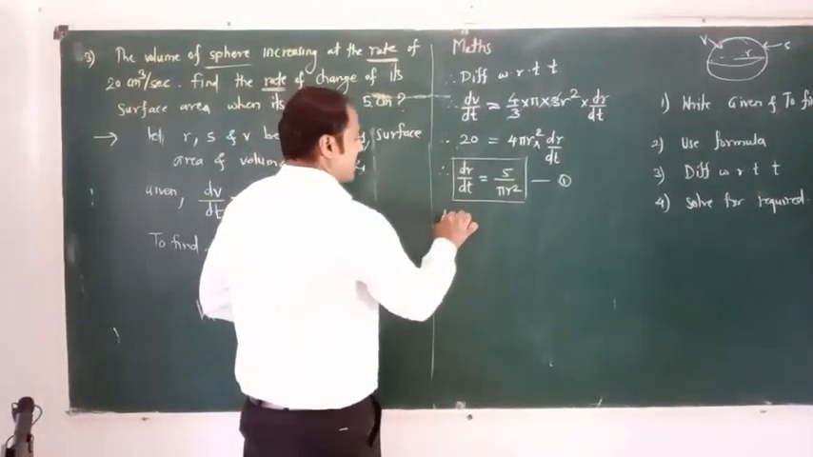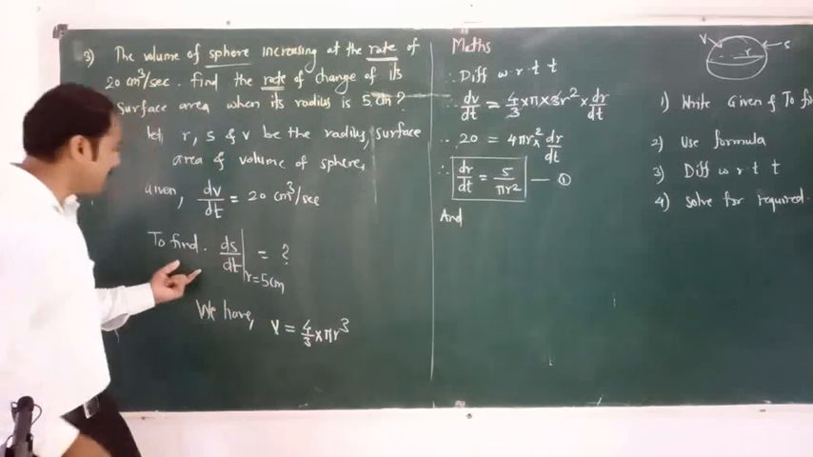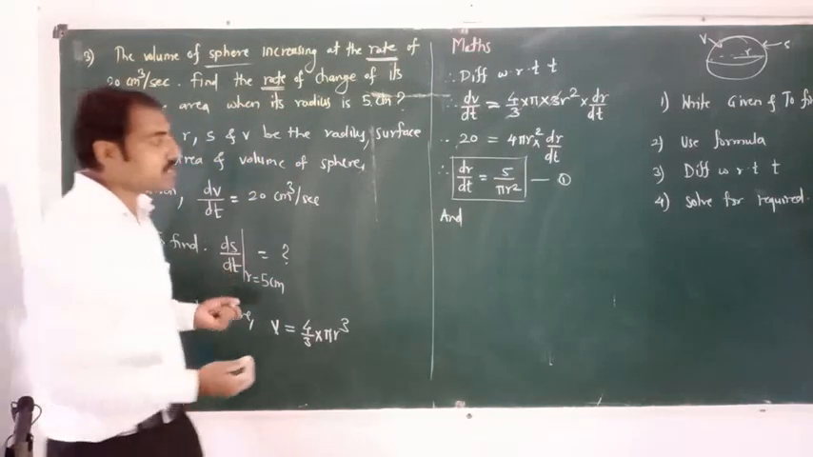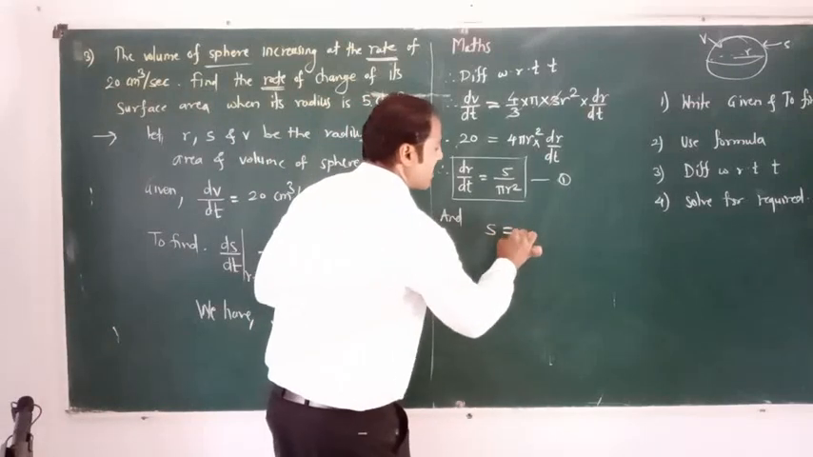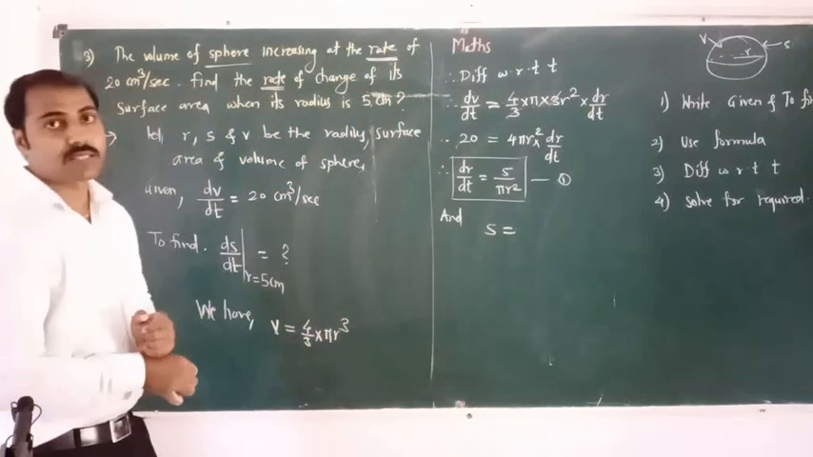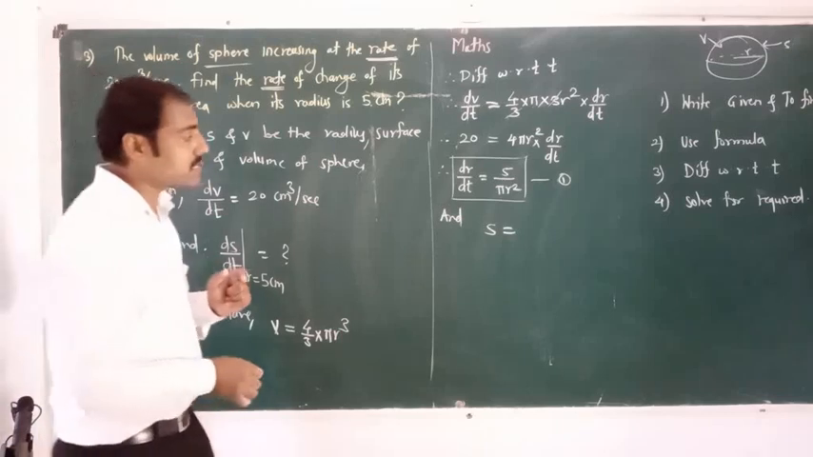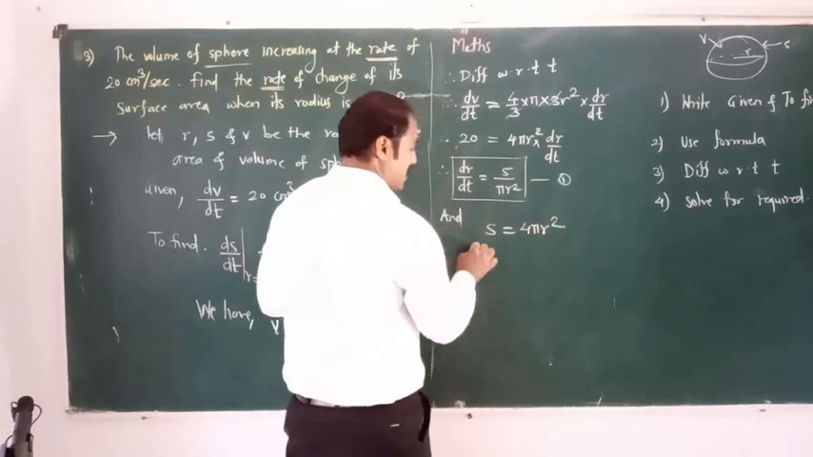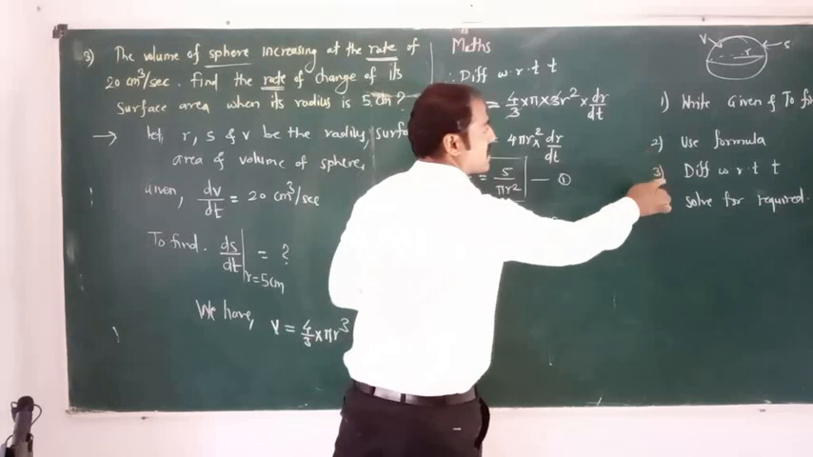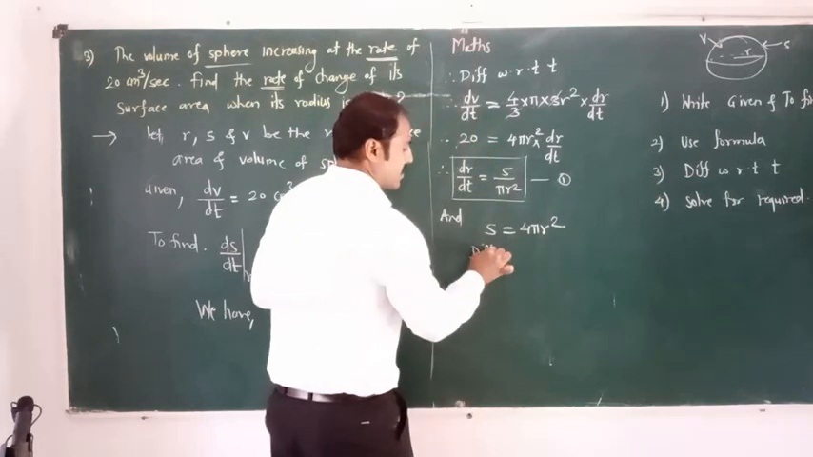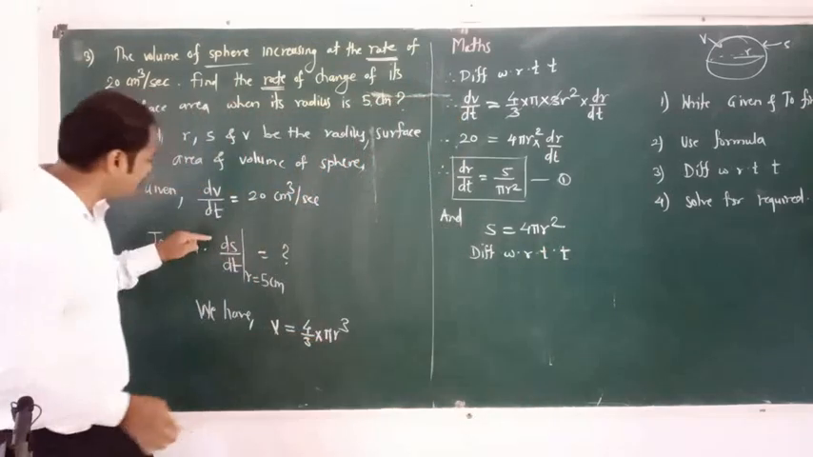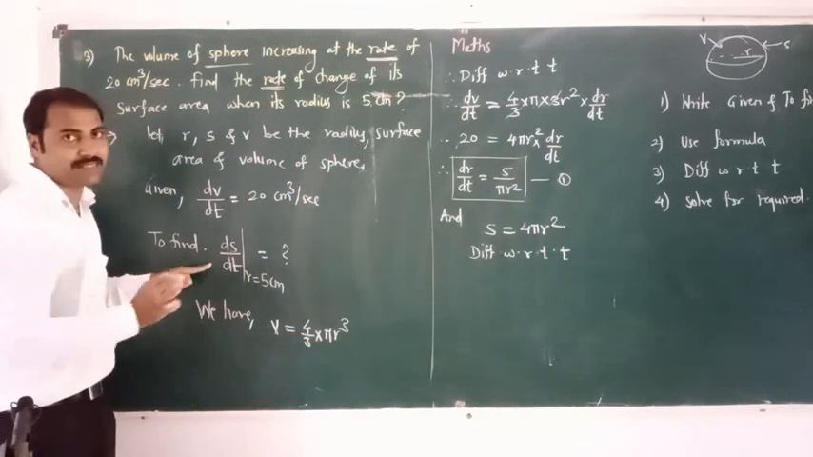And tell me what is to find? To find the rate of change of surface area. So tell me the formula for surface area of a sphere. Surface area of a sphere is denoted by S. S is equal to 4 pi r square. So use the formula, differentiating with respect to t. Why do we differentiate with respect to t? To get dS by dt.